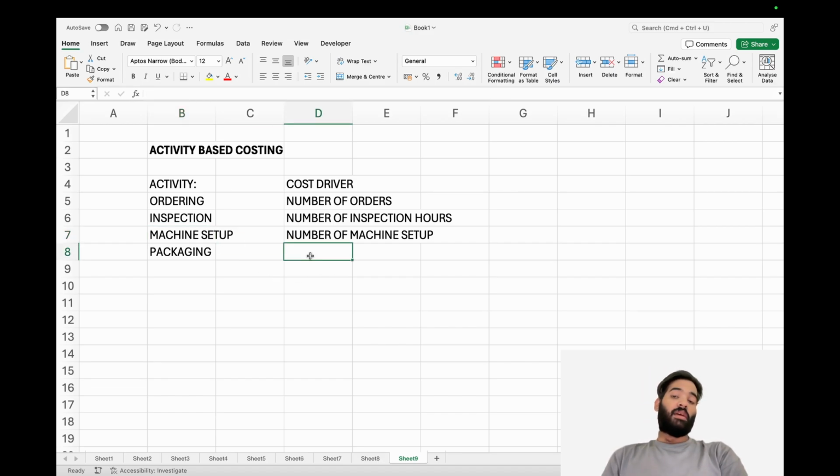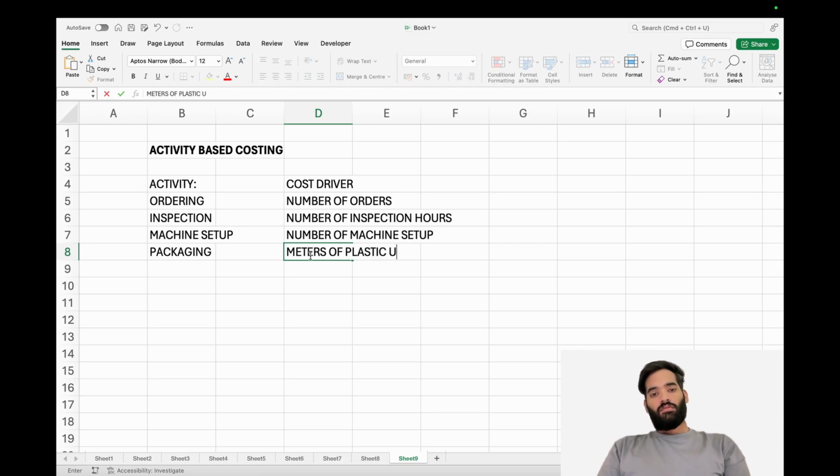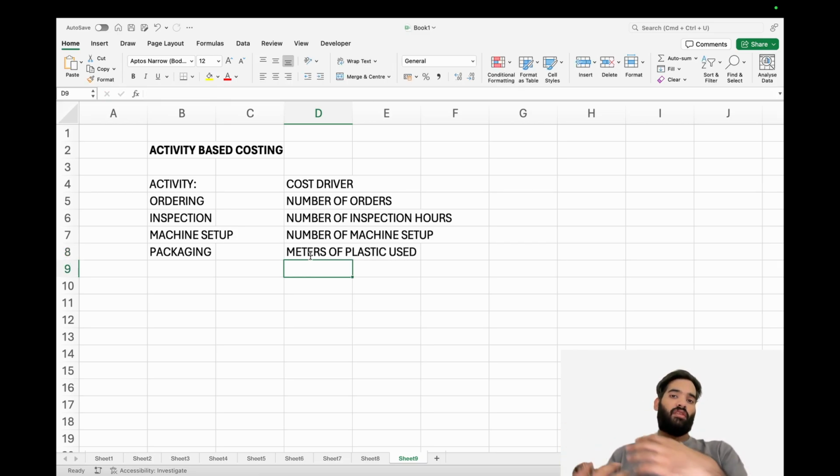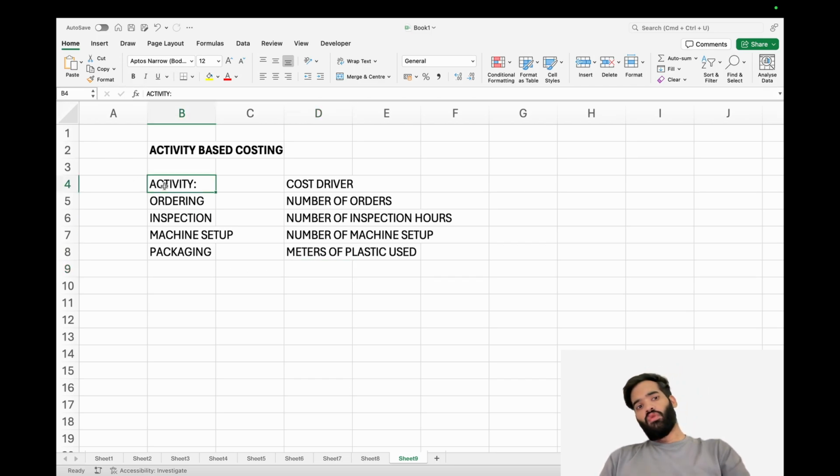Packaging might be number of meters of plastic used. Like anything that logically directly relates to the cost. So here I'll say meters of plastic used. Obviously if the product is using more plastic in packaging, it should bear more of the cost. So that's the introduction to what we mean by activity and what we mean by cost driver.